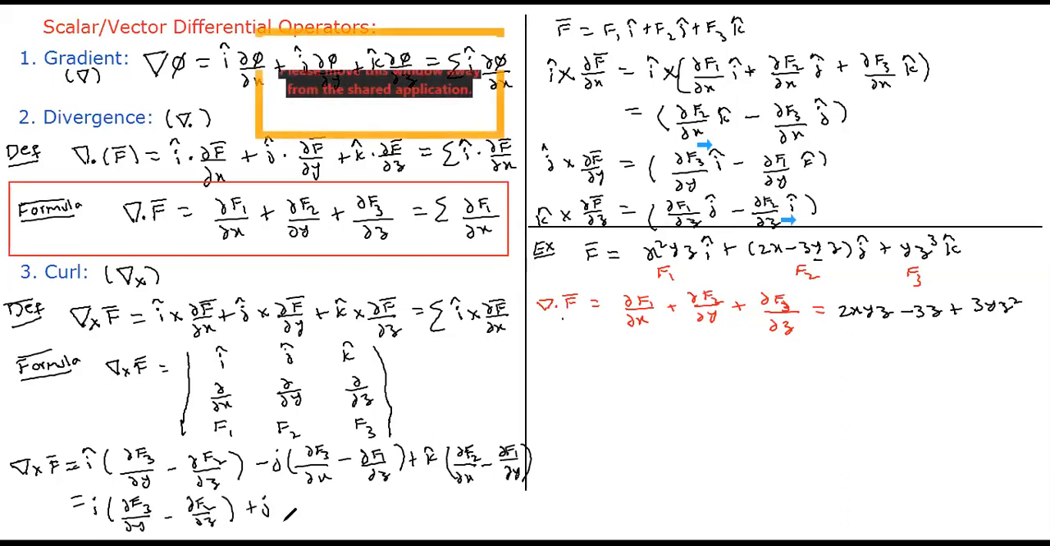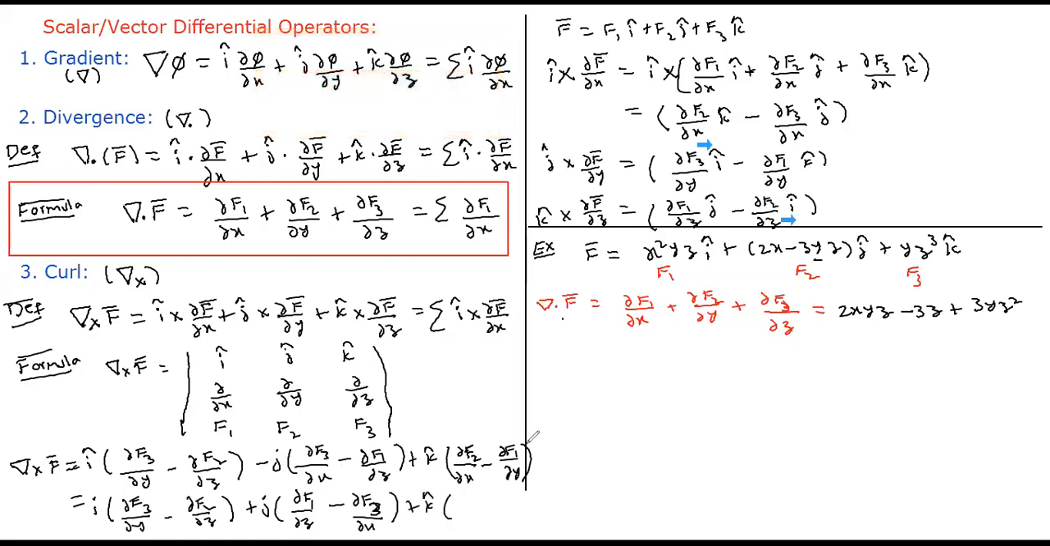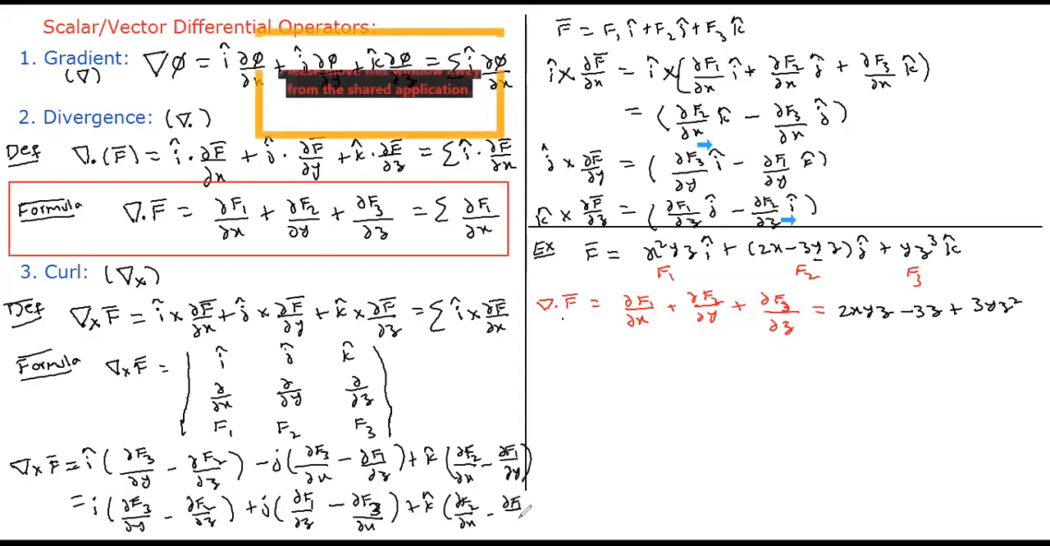If I take j common, where is j here? j is here: dou f1 by dou z minus dou f3 by dou x. This is also the same. Similarly, if I take k common, dou f2 by dou x minus dou f1 by dou y. So these two expressions are the same.